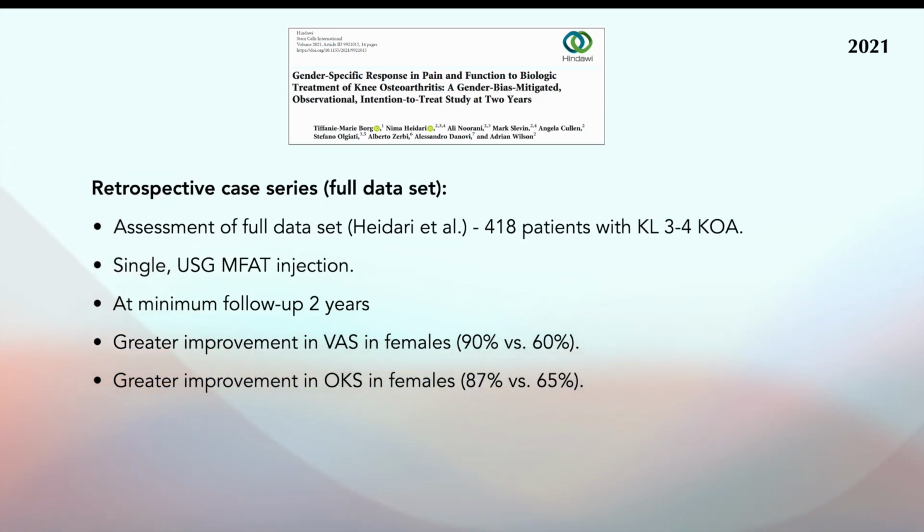Now, they reanalyzed the data in this study to look at the entire 418 patients who had been treated in their clinic, and they found slightly different outcomes, and that is at minimum 2-year follow-up, that there were better improvements in the women who had been treated, with 90% of them showing improvement in their visual analog scale versus only 60% of the males, and also greater improvement in function. So this was an argument for including larger data sets.